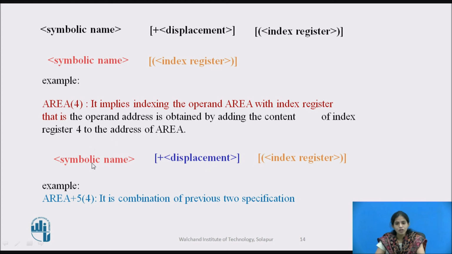Next is the symbolic name, displacement and index register. In this way also we specify the operand specification. Consider this example, AREA+5(4). AREA is a symbolic name, 5 is the displacement and 4 is the index register. So basically it is a combination of the previous two specifications. In this way we specify the operand specification in the assembly statement.